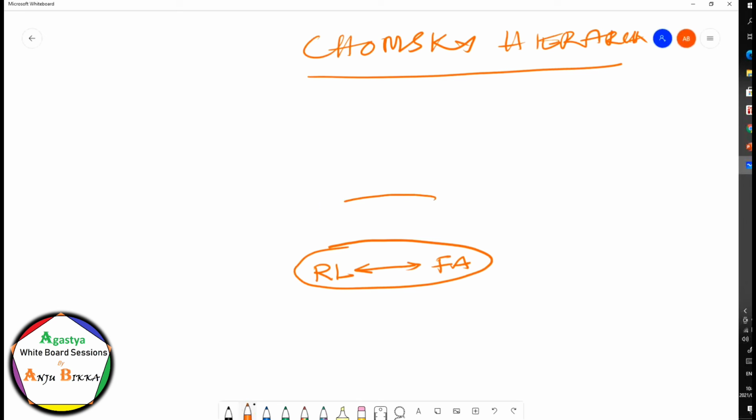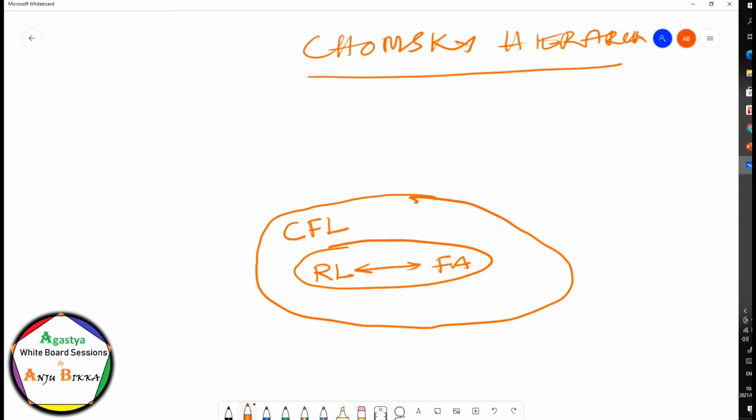When we move one level up, more powerful, is context-free languages, CFL. Here we are going to discuss pushdown automata. From regular languages, you can define in terms of finite automata. If you have finite automata, you have a corresponding regular language. The same here: PDA, pushdown automata, context-free languages.